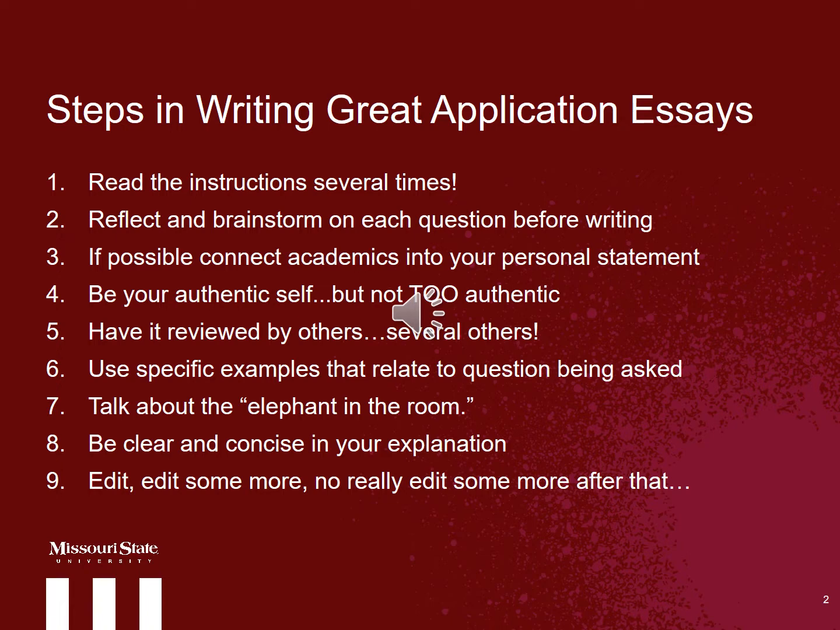Step 6 in writing great application essays is to use specific examples that relate to the question being asked. For example, if it asks a question about social justice, you might want to give a specific example about a time where you witnessed a social justice issue and how that made you feel. So use specific examples. Step 7 in writing great applications is to talk about the elephant in the room.